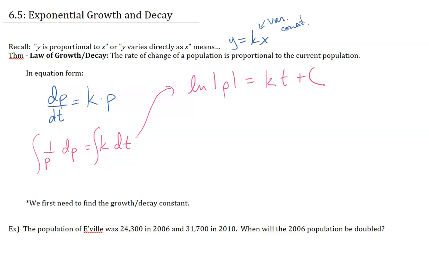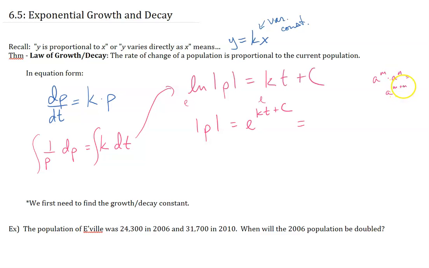Okay, and now we're going to solve for p. So we start by taking the exponential of both sides, and then e to the natural log of absolute value of p, the e and the natural log cancel out, so we have absolute value of p equals e to the kt plus c. And then here, I want to do something algebraically. Remember, we have rules of exponents that say if we are adding in the exponent, that's the same as multiplying the two bases. So what I mean by that is if we have a to the m times a to the n, that's a to the m plus n.